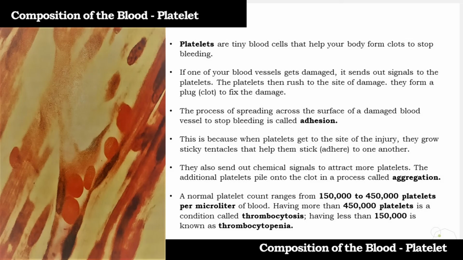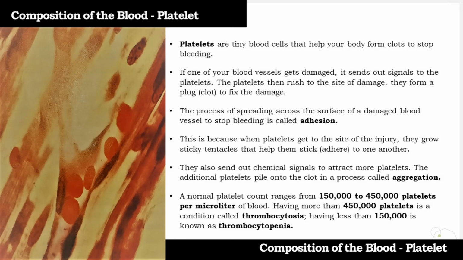The process of spreading across the surface of a damaged blood vessel to stop bleeding is called adhesion. This is because when platelets get to the site of the injury, they grow sticky tentacles that help them stick, adhere, to one another. They also send out chemical signals to attract more platelets. The additional platelets pile onto the clot in a process called aggregation.